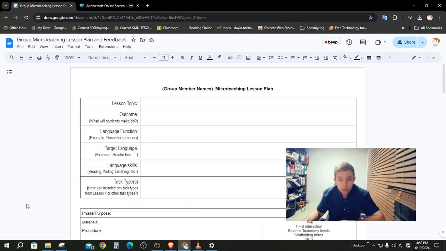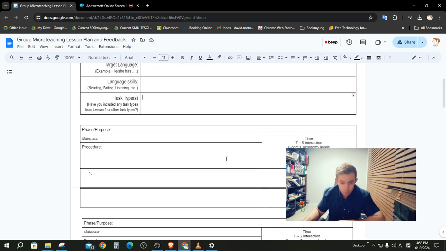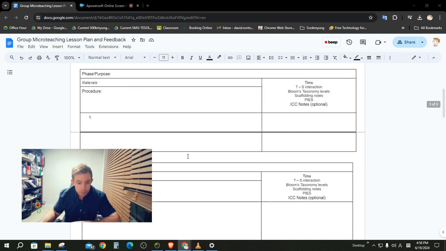And in your micro teaching, you could have more than one task type easily, because the goal is basically you want to have manageable tasks using the principles and the techniques that we talk about in our classes.